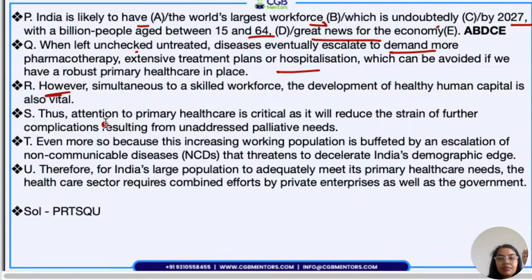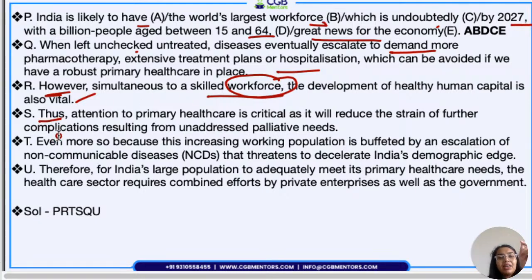However, in contrast. Simultaneous to a skilled workforce, the development of healthy human capital is also vital. So wherever we have ended talking about the workforce having a great skilled workforce, there is another thing the author is focusing on in contrast to workforce skill.